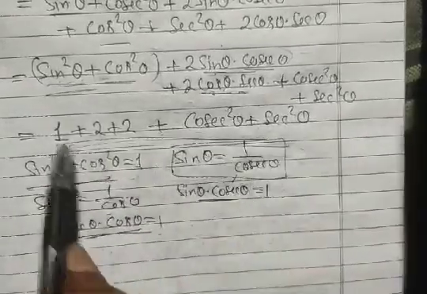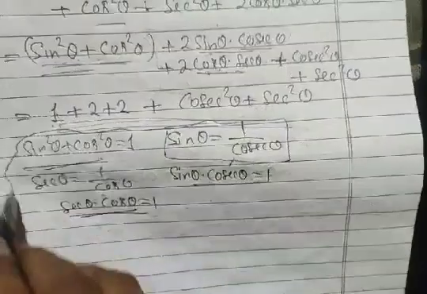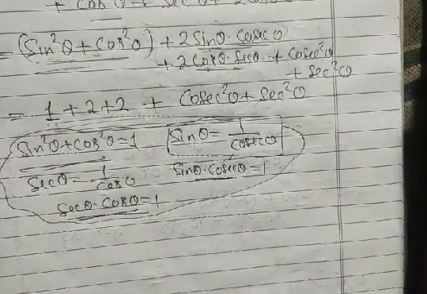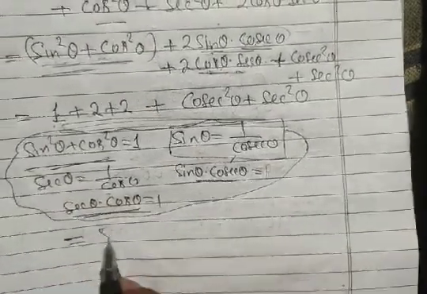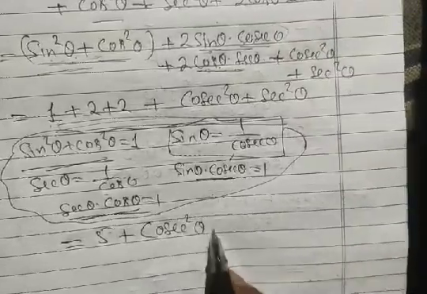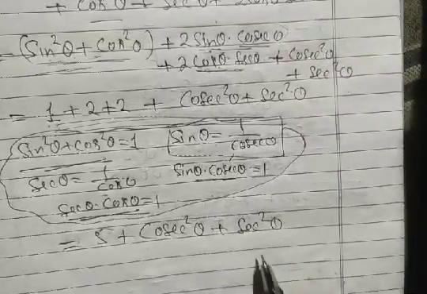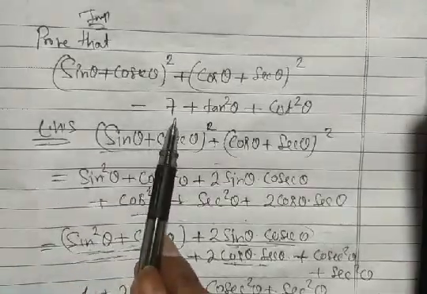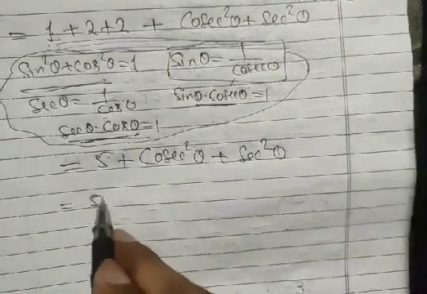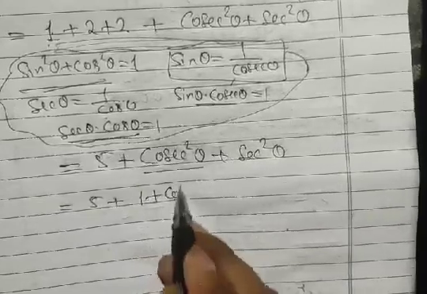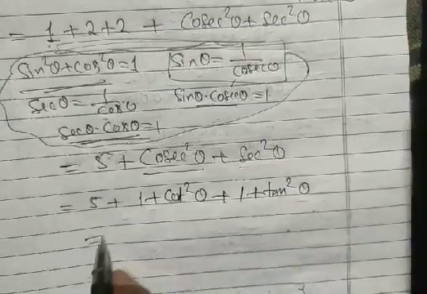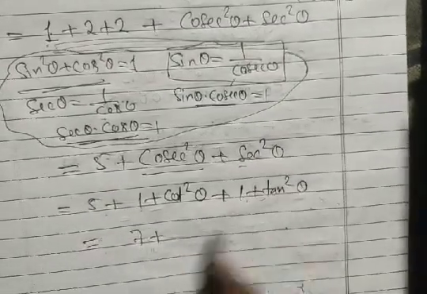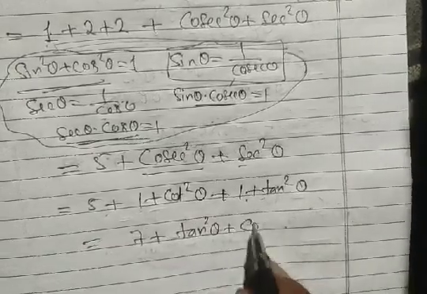Now we have 2 plus 2 plus 1, we have 5. 5 plus cosec square theta plus sec square theta. Now look, in our proving part, in the right hand side we need tan and cot. Then again we are going to use cosec square theta is equal to 1 plus cot square theta, and sec square theta is equal to 1 plus tan square theta. And 5 plus 1 plus 1 we get 7. 7 plus tan square theta plus cot square theta.